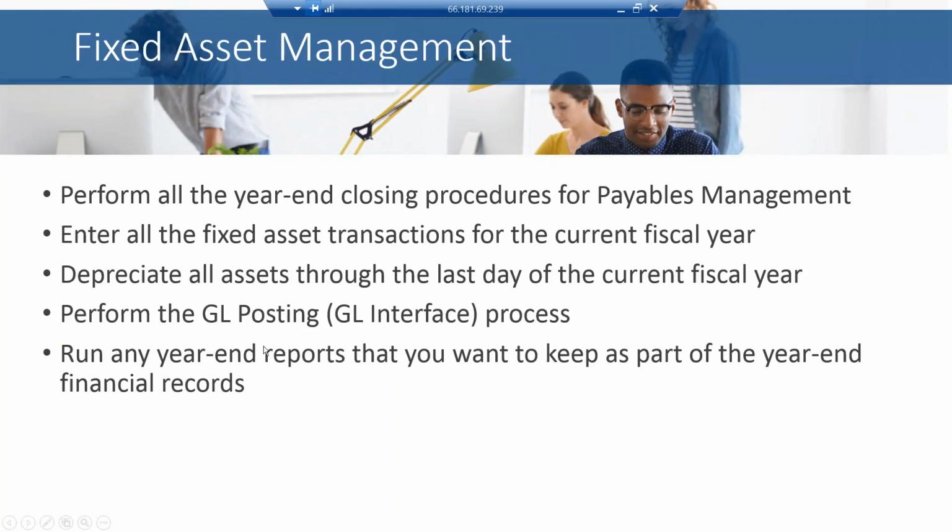And so the checklist for fixed assets really is fairly brief, but the idea is that we want to perform all year-end closing procedures for payables prior to fixed assets. So I don't want to overemphasize, but I want you to understand that list for the modules that we close, that is a specific order that they should be closed, and you may not be using them all, but certainly try to follow that order as you close your modules.